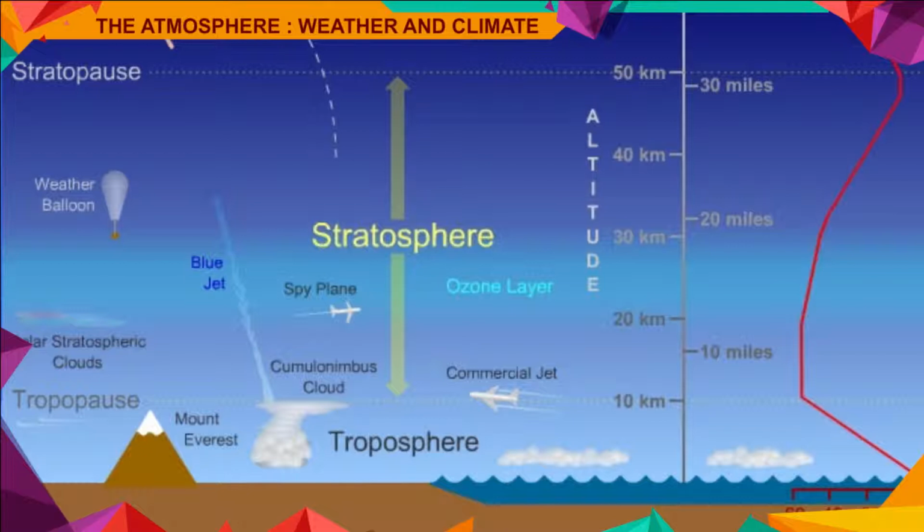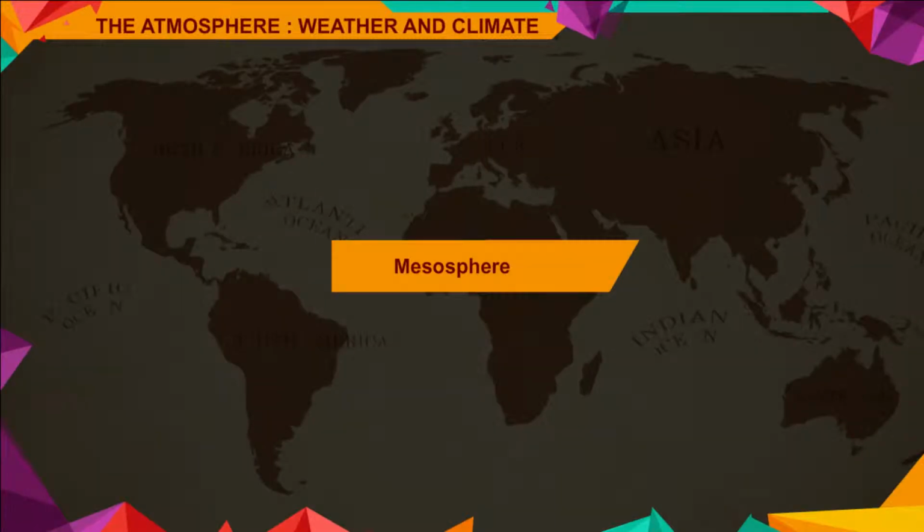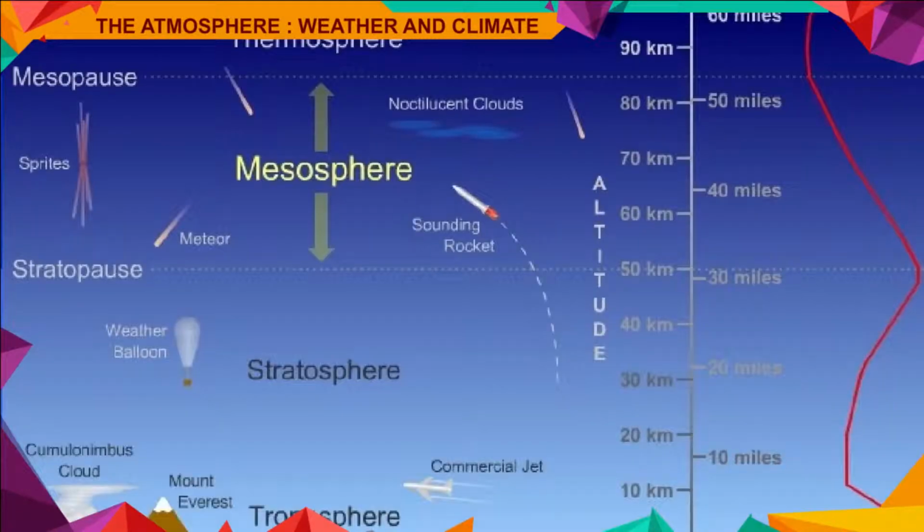It also has a band of ozone gas which protects us from the sun's ultraviolet rays. It is called the ozonosphere, which is quite warm due to absorption of these rays. Mesosphere. It lies above the stratosphere and extends to about 80 kilometers above the Earth's surface.